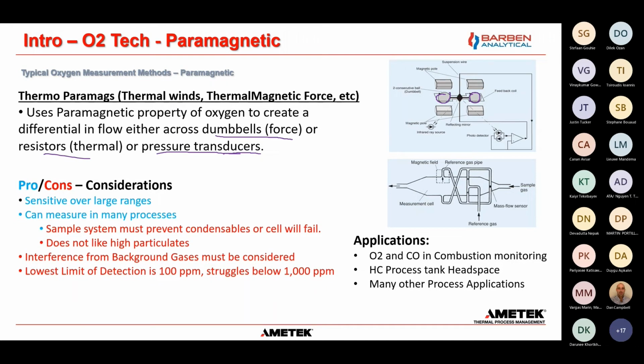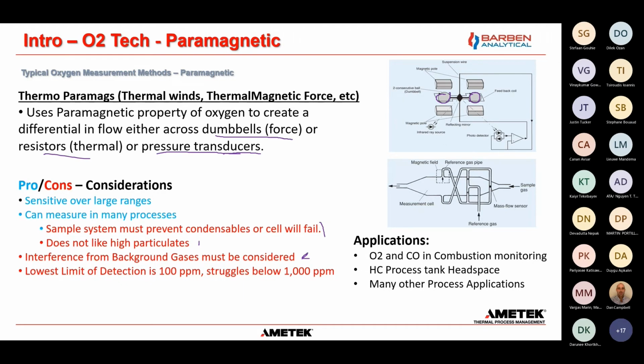The pros are sensitive over large ranges and can measure in many processes. The cons are sample systems must prevent condensables or the cell will fail, and the temperatures are lower than some of the TDLs. It also does not like high particulates. It does have interference from background gases, and these must be considered. You either have to take them out via the calibration gases, or do the calculated amounts and look for a steady state process of some of those constituents.